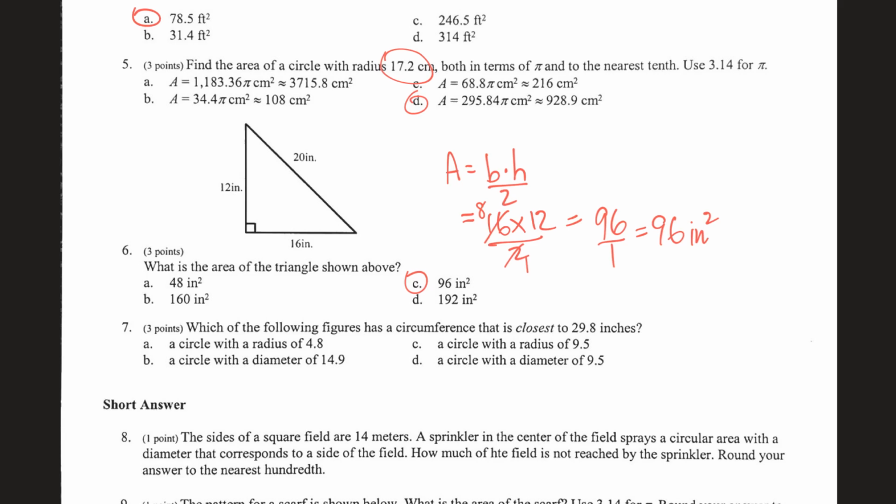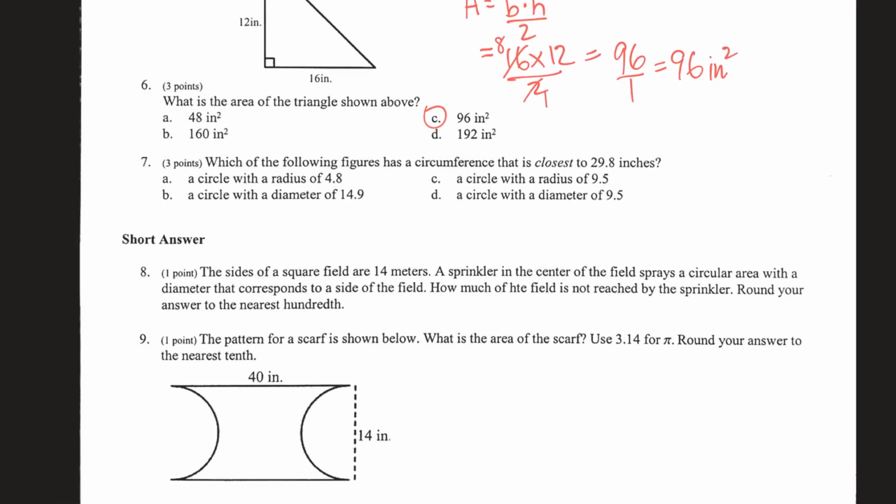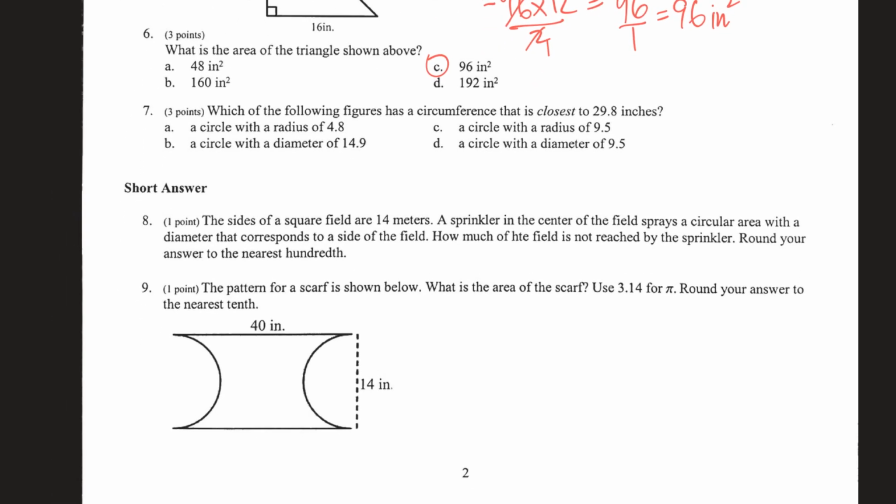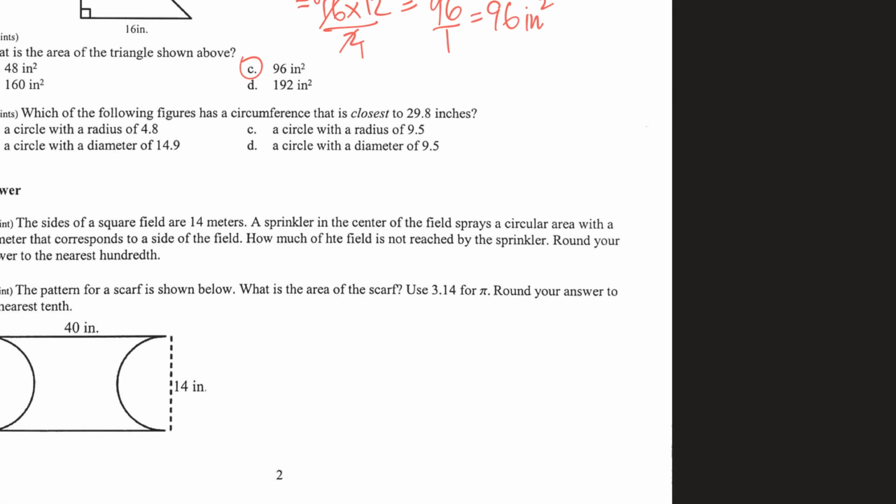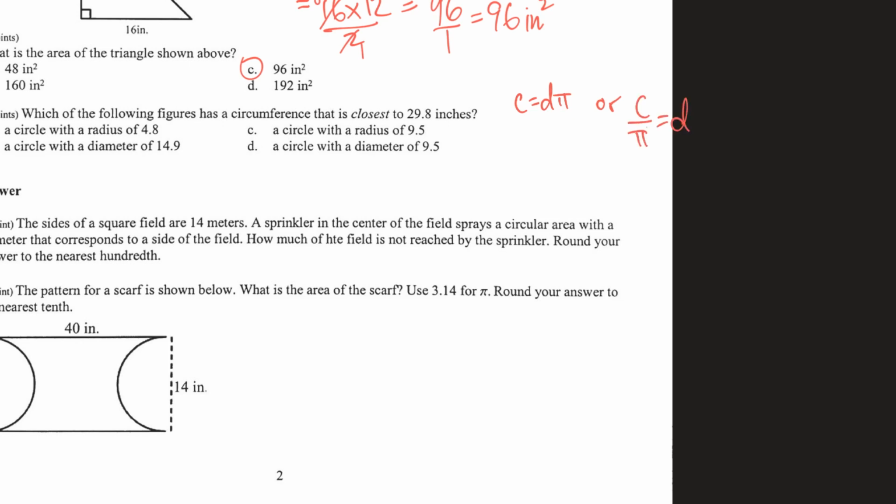Okay, next. Which of the following figures has a circumference closest to 29.8 inches? Okay. Well, what I think we could do is, instead of testing every single one, let's look at, if I'm given circumference, what is the diameter? So the circumference is diameter times pi, or the circumference divided by pi is going to give me the diameter. I think I'm going to use this idea right here. And I'm going to take my circumference, which is 29.8.